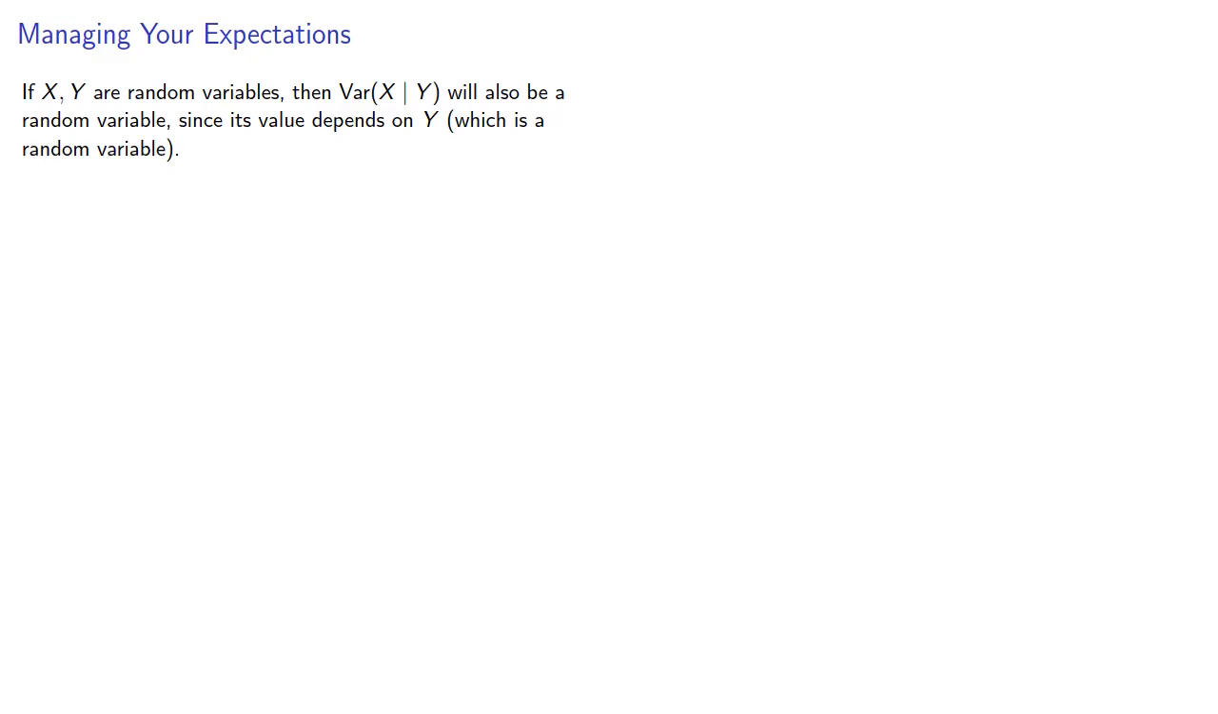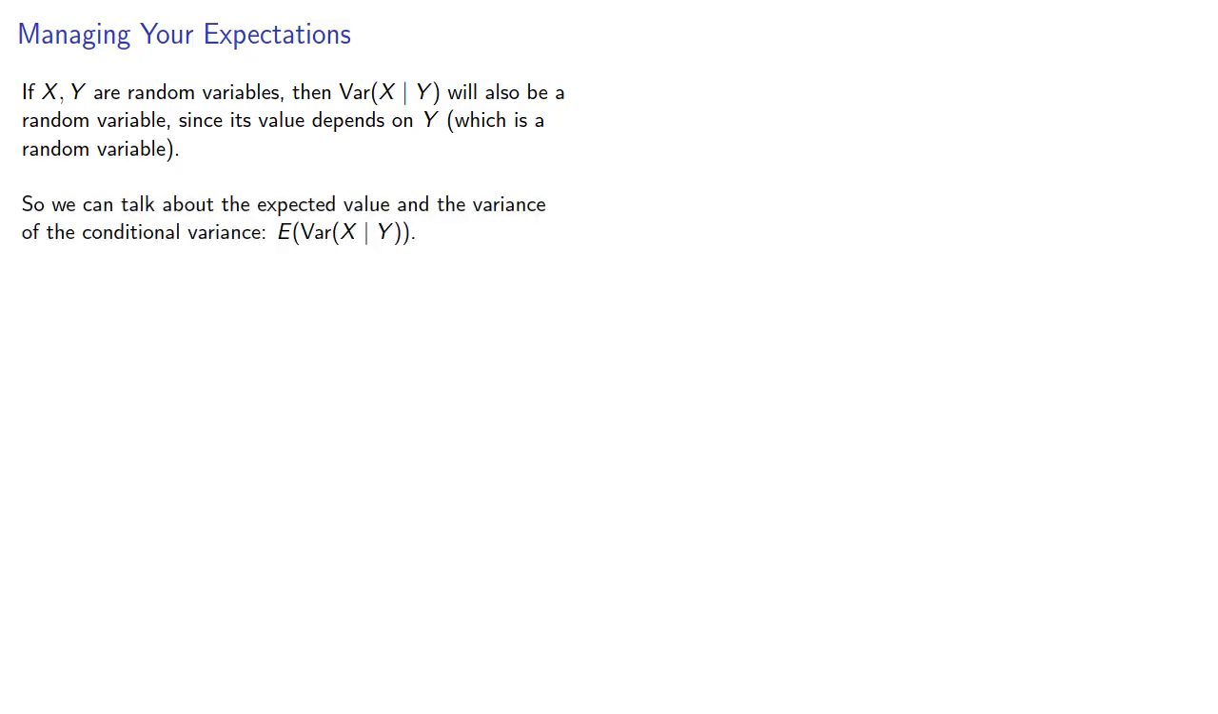If x and y are random variables, then the conditional variance will also be a random variable, since its value depends on y, which is a random variable. So we can talk about the expected value and the variance of the conditional variance.